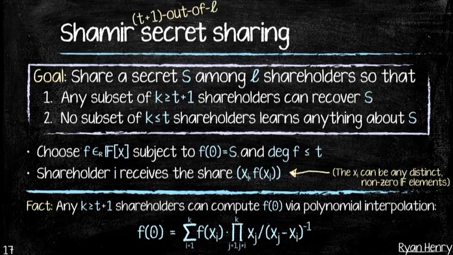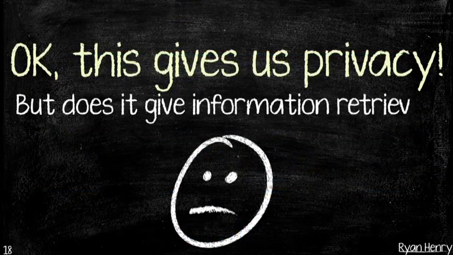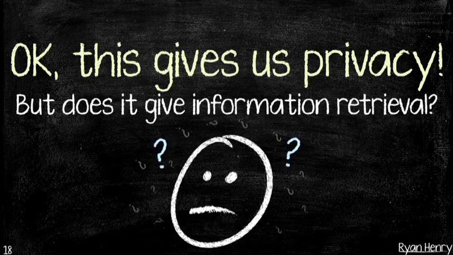And this explains why we need a finite field, because we need to be able to compute that inverse there. So that's basically the only reason we need a field. Okay, so this gives us privacy, but does it actually give us information retrieval? That's the next question. So it turns out it does.